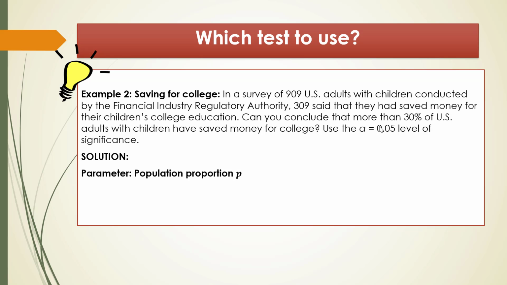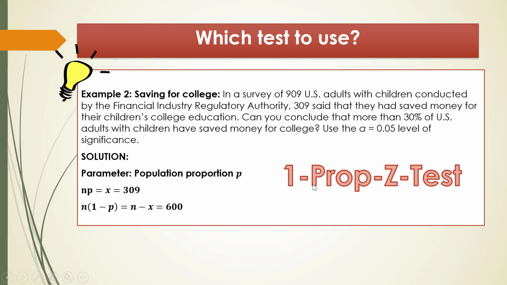But to see whether one proportion z-test is applicable, we need to see whether the central limit theorem for proportion is applicable. We see here np is 309 and n times 1 minus p is 600. So both np and n times 1 minus p are at least 10. So the central limit theorem is applicable. That means we can use one proportion z-test.